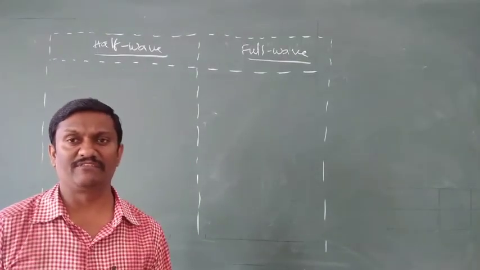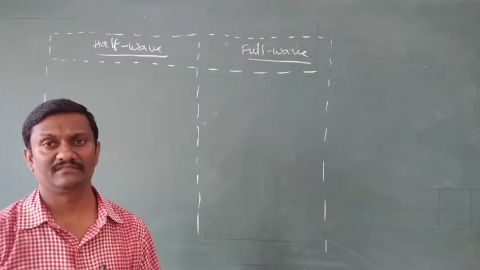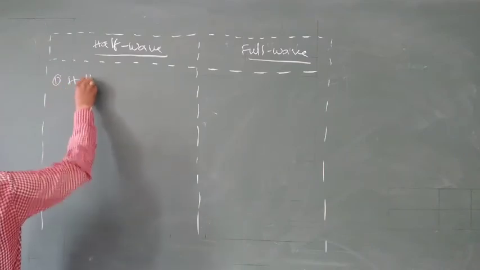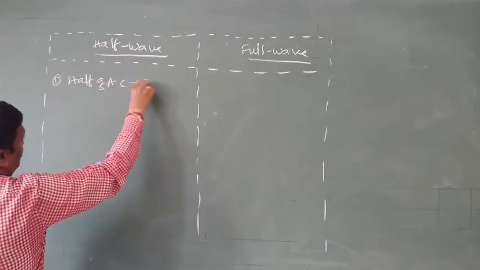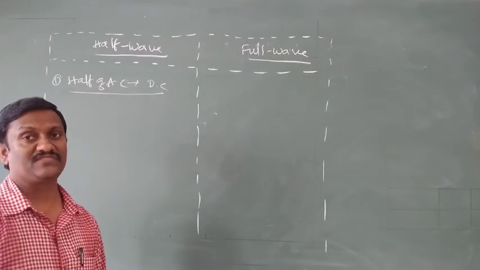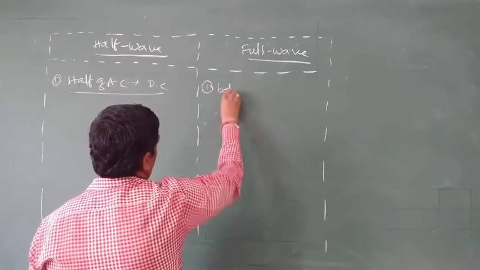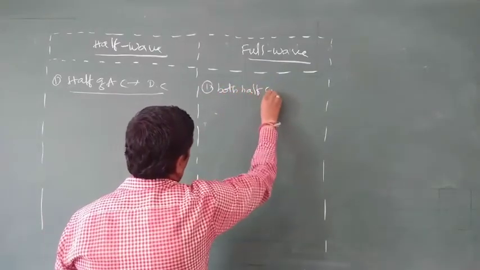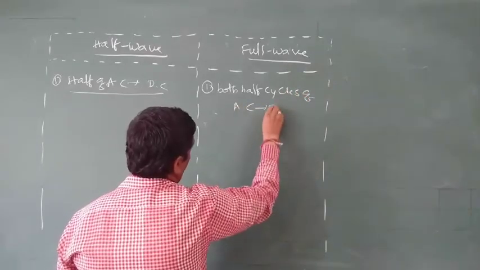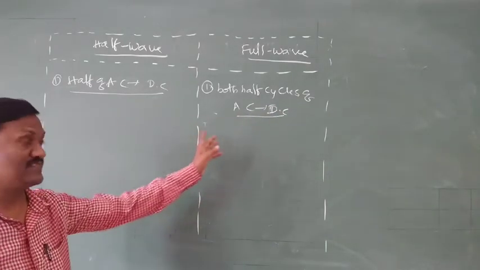Next, the difference between half wave and full wave rectifier. What are the differences between a half wave rectifier and a full wave rectifier? A half wave rectifier means only half of the AC, a single half cycle, positive or negative, is converted to DC. In a full wave rectifier, both half cycles of AC are converted to DC. Here only a half cycle is converted to DC; here both half cycles are converted to DC.